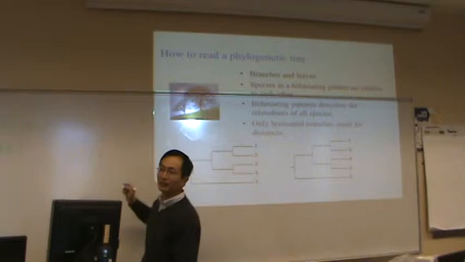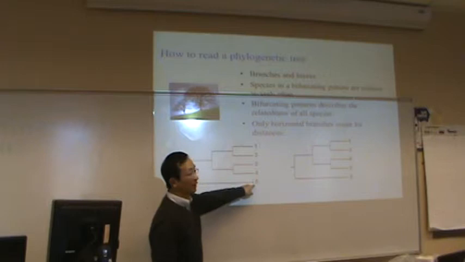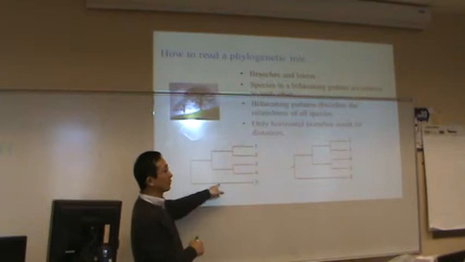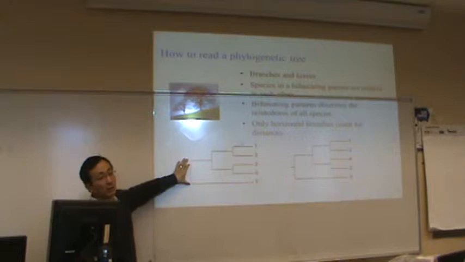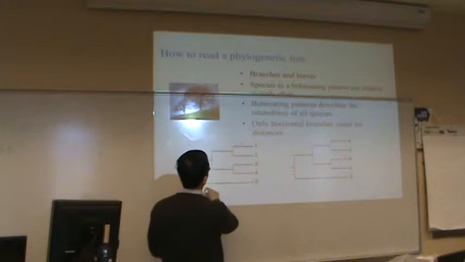Six is the correct one. Why is it 6? Well, you need to count this distance too. You go from here and here, so 1, 2, 3, and 1, 2, 3 is symmetric. So it's 3 plus 3, that's 6. The distance in the vertical direction does not count, that's just for visualization. So basically, the distance between 1 and 5 is this length plus this length.